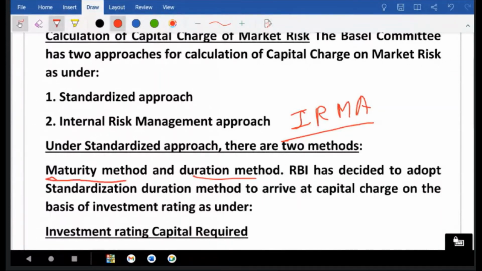RBI has decided to adopt the standardized approach. You keep in mind, this question can be asked: the standardized duration method to arrive at the capital charge on market risk.